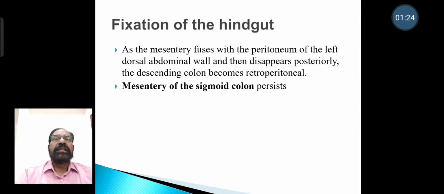As the mesentery fuses with the peritoneum of the left dorsal abdominal wall and then disappears posteriorly, the descending colon becomes retroperitoneal, whereas the mesentery of the sigmoid colon persists.